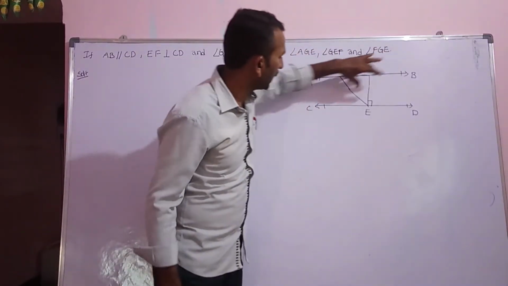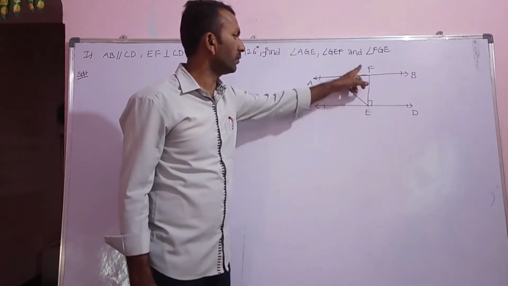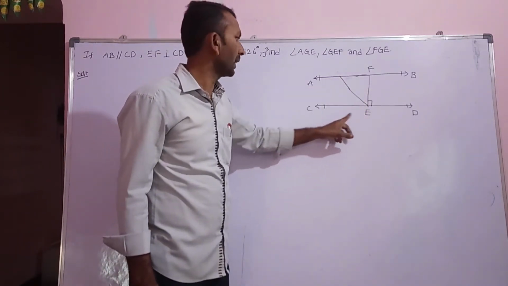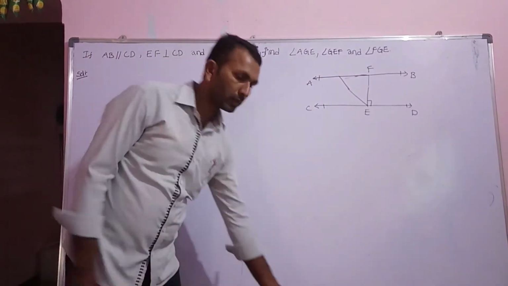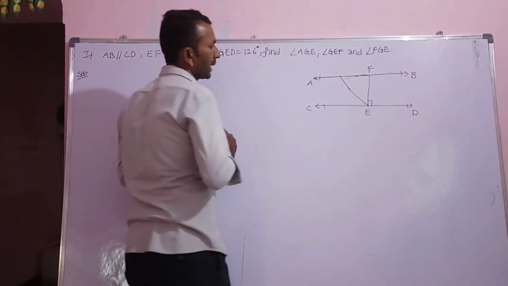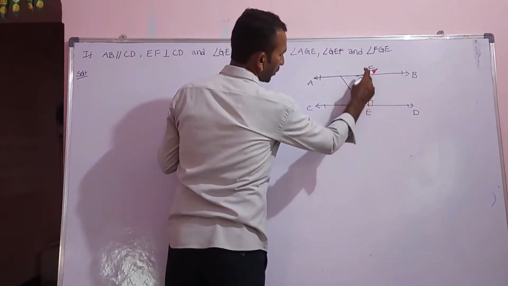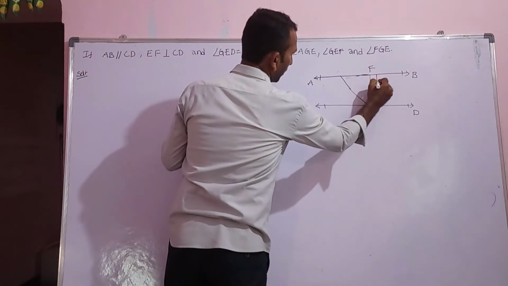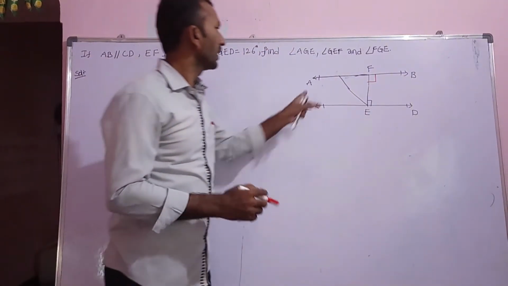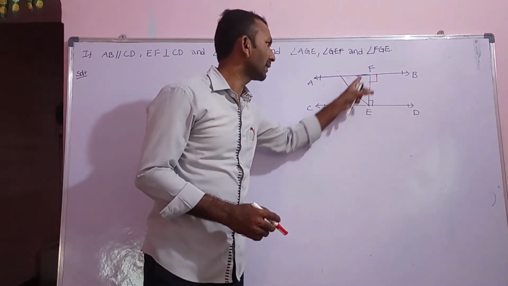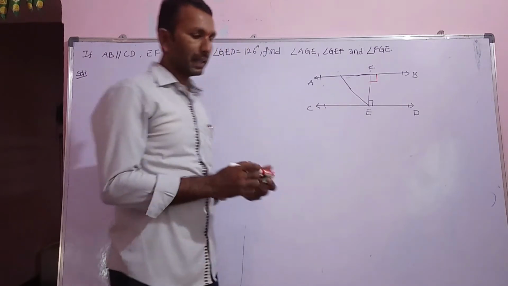AB and CD are both parallel, and EF is perpendicular to CD. So here one thing we can identify: if EF is perpendicular to CD, then EF is also perpendicular to BA, AB also. How can we say that? These two are parallel lines, and we can say this EF line is perpendicular to both the lines.